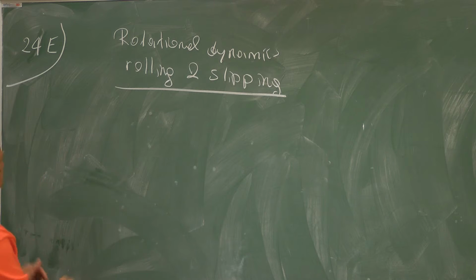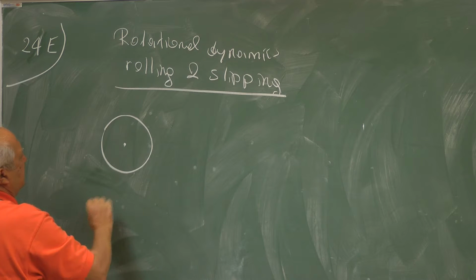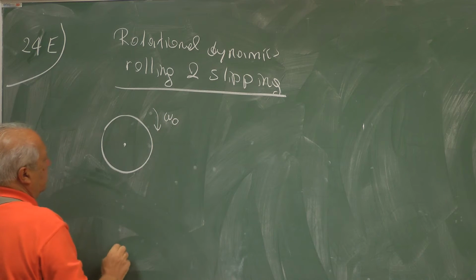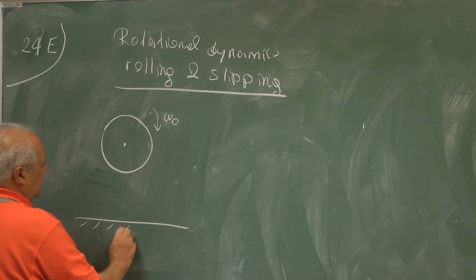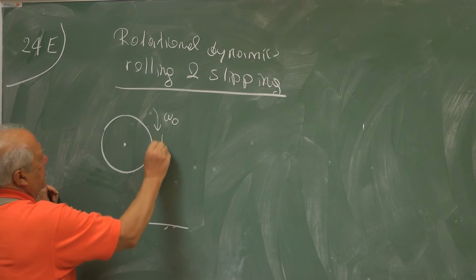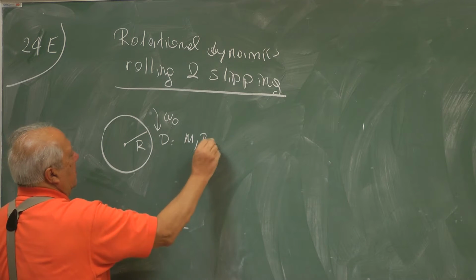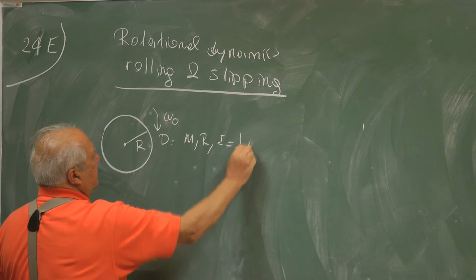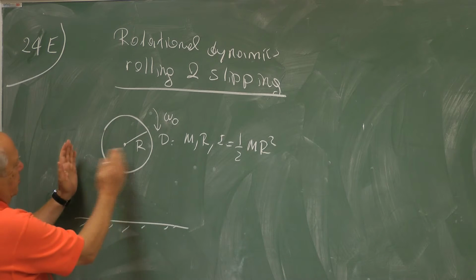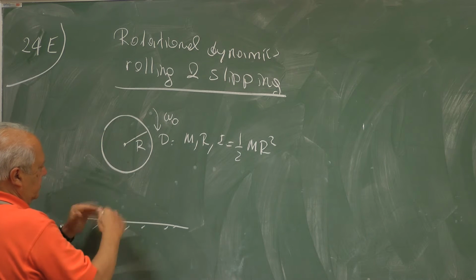All right, here's the problem. Suppose there's a symmetrical body like a disk or a cylinder that is rotating with omega 0, and it is above a horizontal plane. The parameters of the disk are: it has mass m, radius r, and moment of inertia 1/2 mr square. It has no translational motion, it's just rotating. We lower it slowly onto the surface and let go.